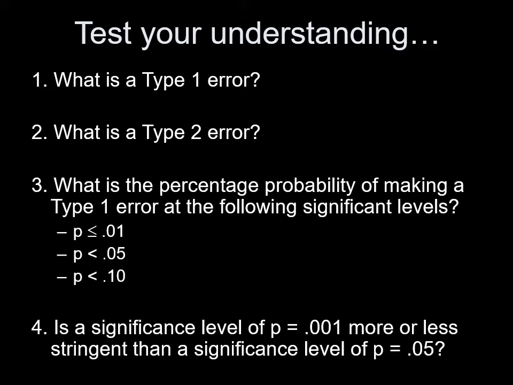Number 4: is a significance level of P equals 0.001 more or less stringent than a significance level of P equals 0.05? It is more stringent. So that means it's more demanding, which means there is less of a chance of making a type 1 error, which is you being overly optimistic that the IV is affecting the DV. Okay, right. A couple more things to have a look through.